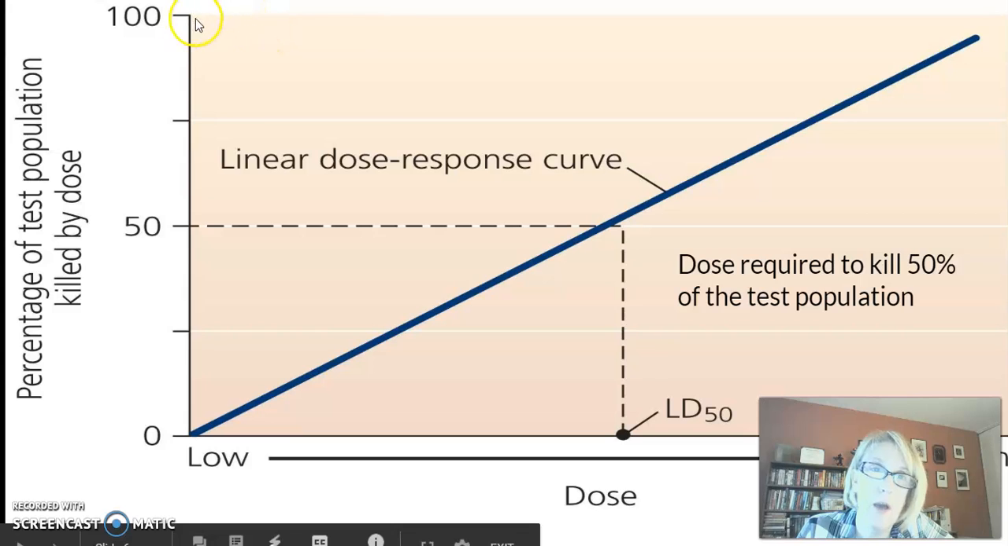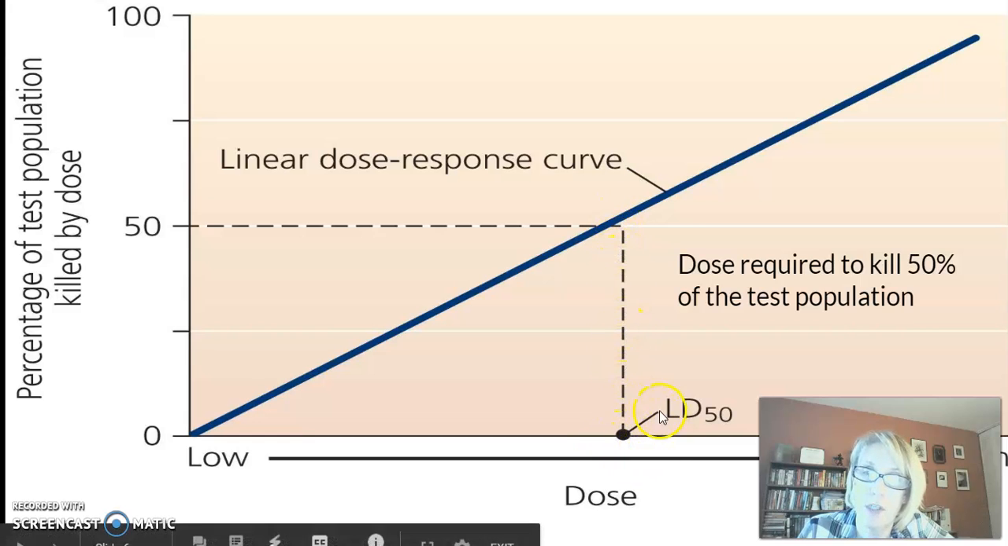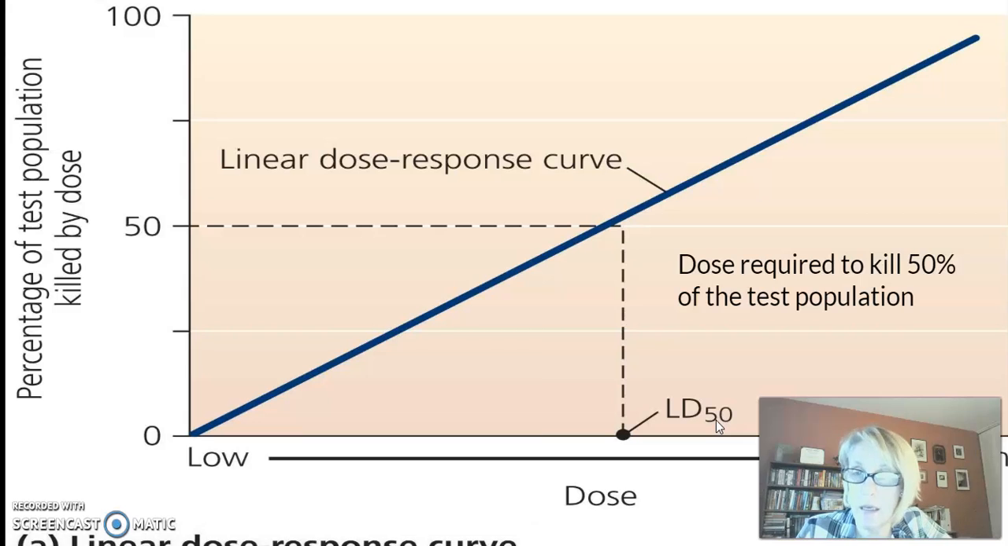Okay, and then if we go to 100% up here on the curve, and then go to 50%, so this is 50% of your test population, that particular dose is lethal. You can come over on your graph, see where it intersects with the curve, and then if you go down, this gives you the dose. So that dose is termed the LD50. That's the dose that kills, or the dose that's lethal, to 50% of your population.